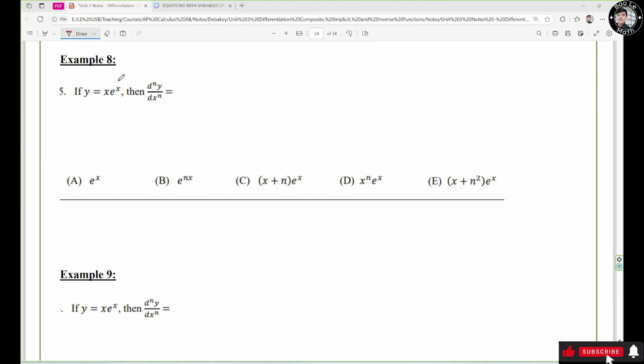Now let's move on to example number 8. If y equals s times e to the s, then the nth derivative of y is how much?